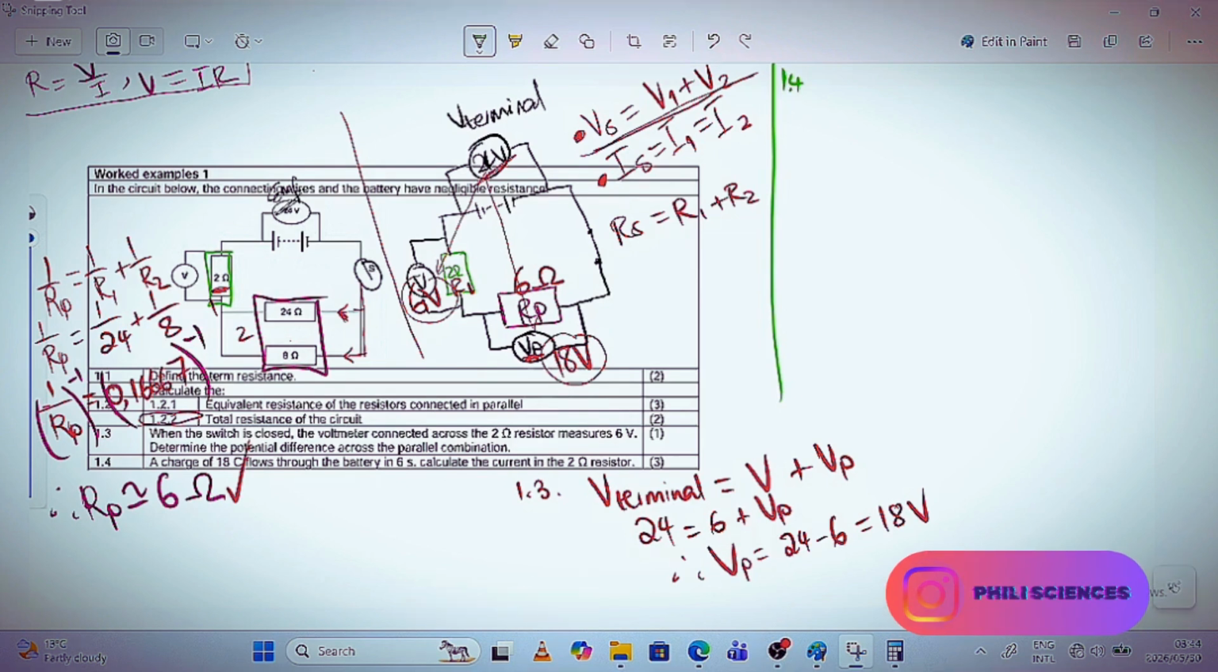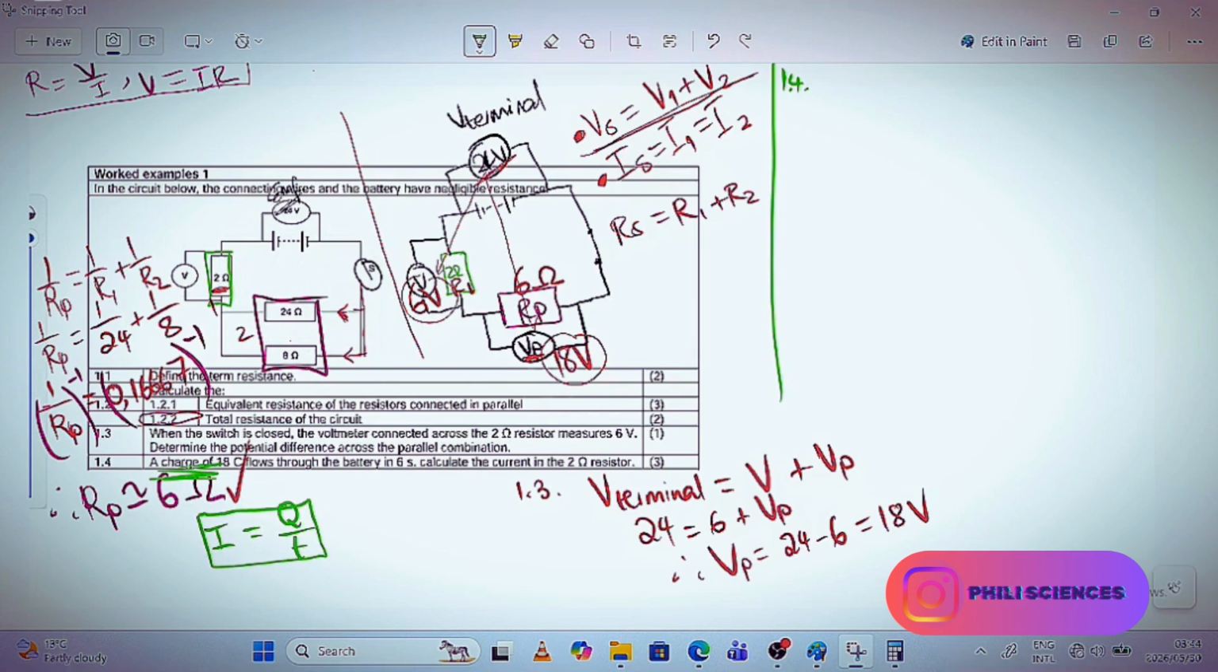So 1.4, we're given a charge. So I would like us to always look at your formula sheet. Whenever they're talking about the charge, you write the formula that has charge in it, right? So the first formula that has charge is I, it's the current. Remember, current is the rate of flow of charge, right? And then it has charge. So this is the first formula that comes to mind, right?